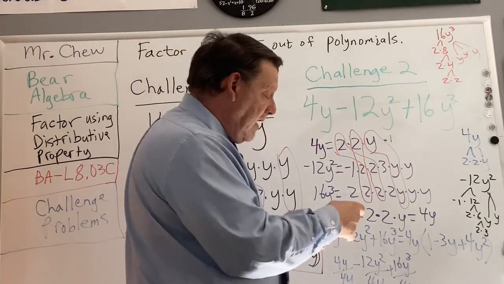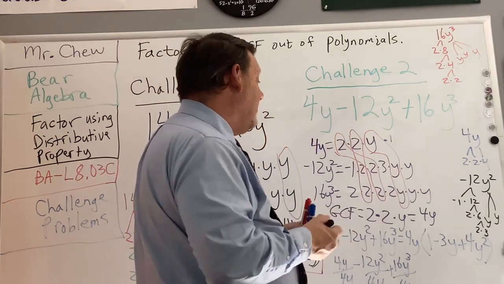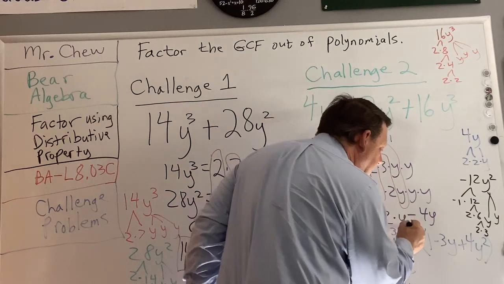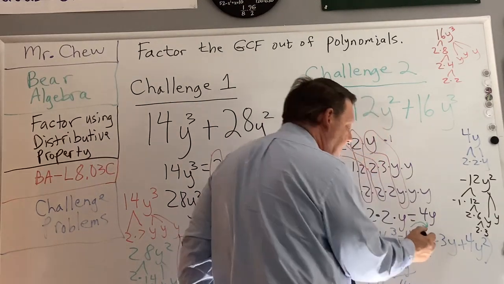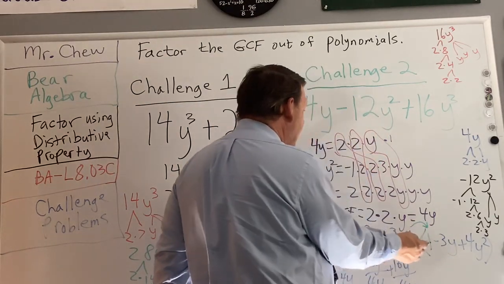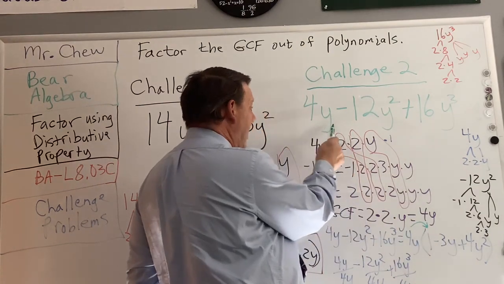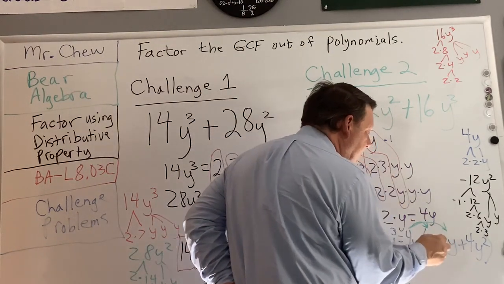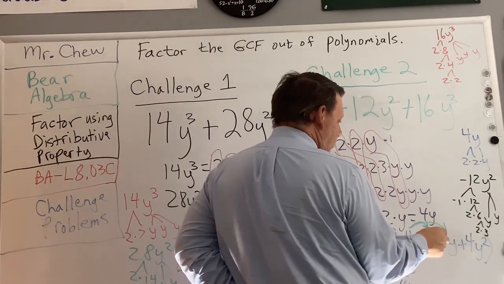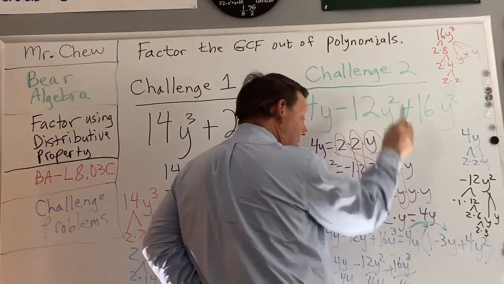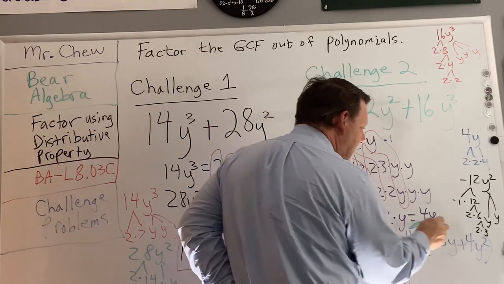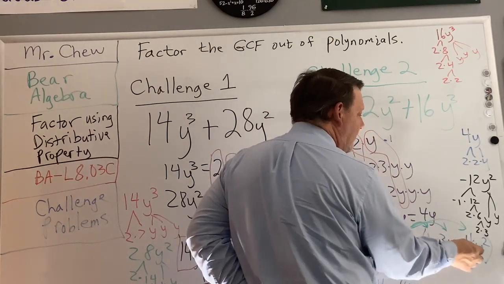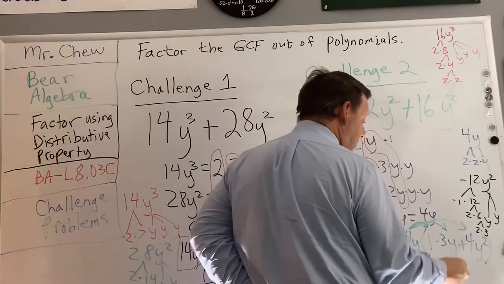So to check this, if you wanted to see, well, did I really do it right? You could use the distributive property. 4y times 1 is 4y. That's correct. 4y times negative 3y is negative 12y squared. That's correct. And then 4y times 4y squared is 16y cubed.